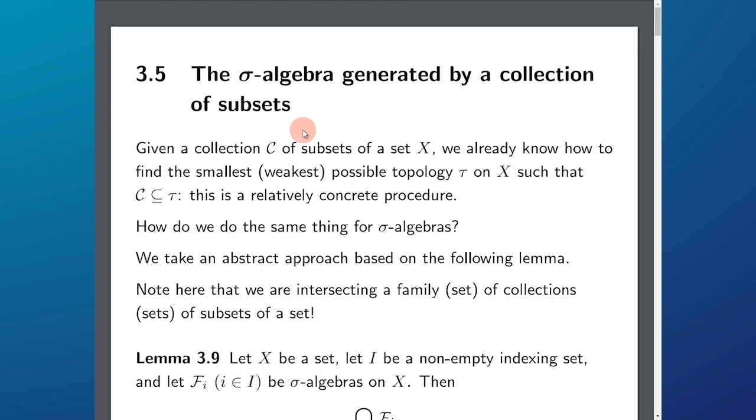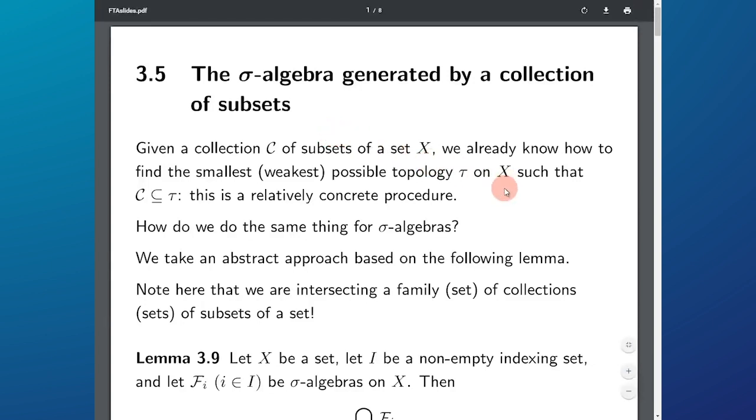If you take all the topologies that work and intersect them, so you take all possible topologies on X with the property that the things in C are all open, then you've got a collection of topologies. If you intersect a collection of topologies on X, you get another topology on X. And it still includes all of these things in C. And it's obviously going to be the smallest or the weakest or the coarsest possible one you can have. And that's how you generate a topology in an abstract way.